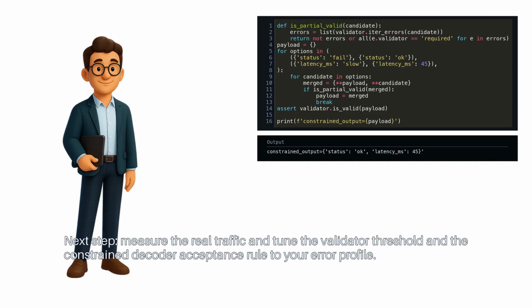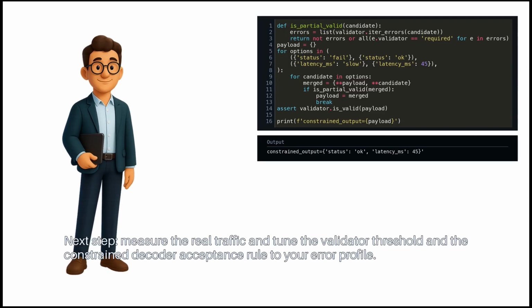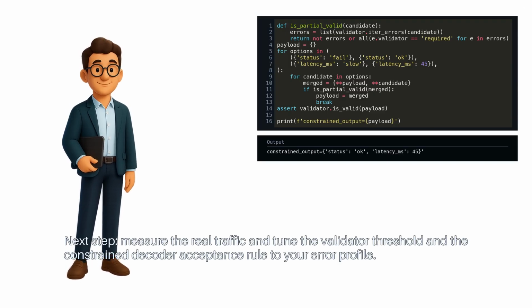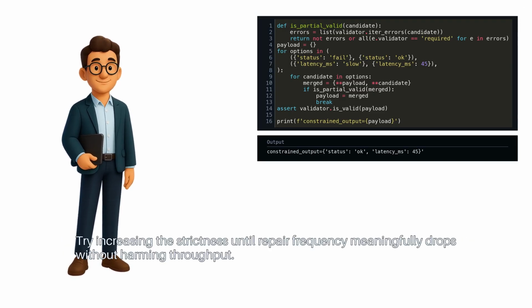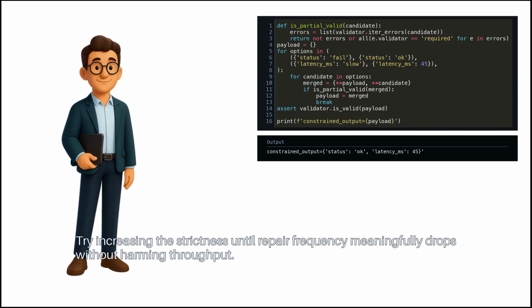Next step, measure the real traffic and tune the validator threshold and the constrained decoder acceptance rule to your error profile. Try increasing the strictness until repair frequency meaningfully drops without harming throughput.